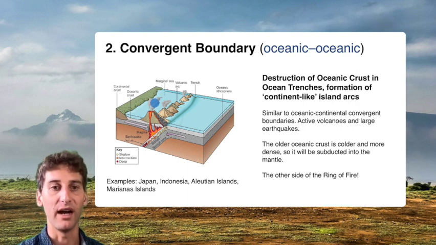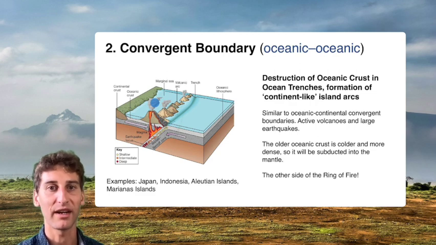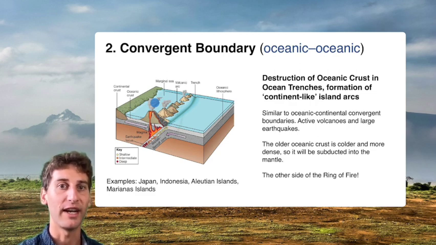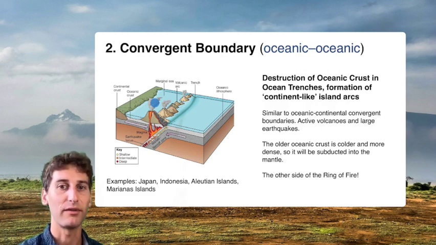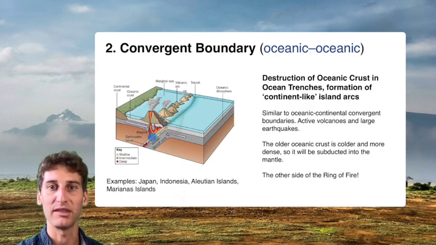So between the continental-oceanic boundary and the volcanoes along South America, and then the oceanic-oceanic boundaries along the West Pacific in places like the Marianas, Japan, and the Philippines, this is sort of completing this Ring of Fire throughout the Pacific.